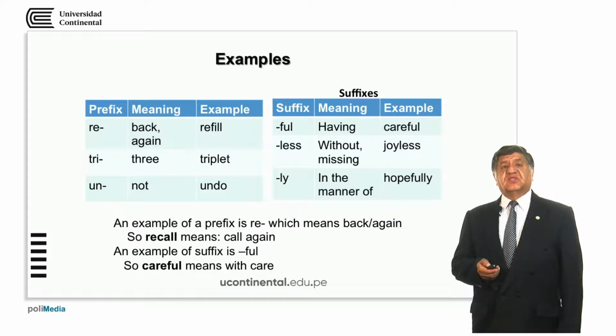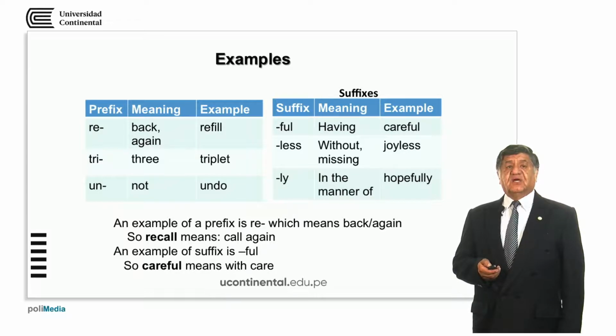A prefix with a root will change or give more meaning to the word. Okay, a prefix, for example, is re, that means again. For example, refill.